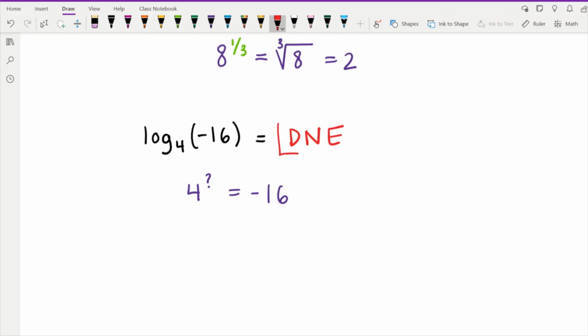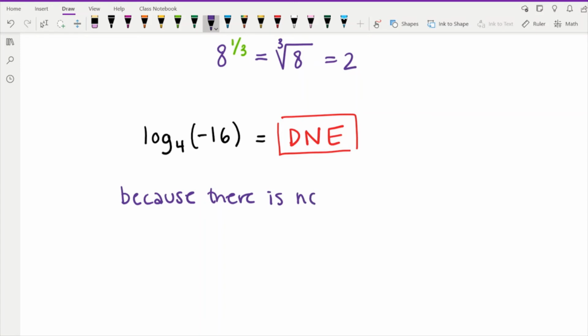It just doesn't exist. So this one does not exist because there is no number x such that 4 to the x is equal to -16, right? We couldn't figure out any exponent that could go there, and so that tells us that this logarithm is undefined. It doesn't have an answer.